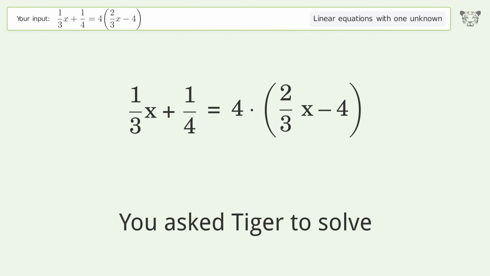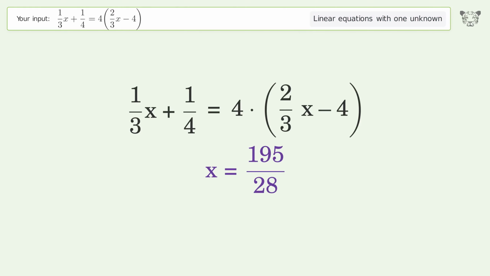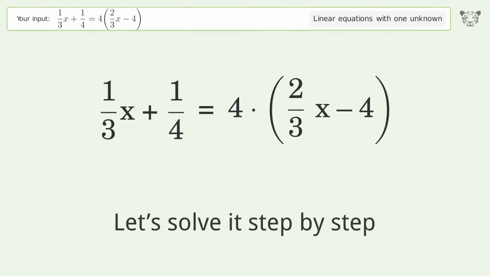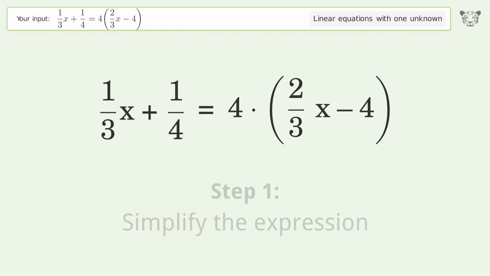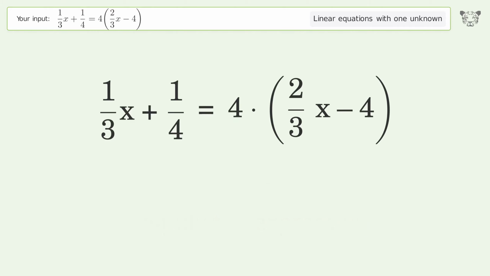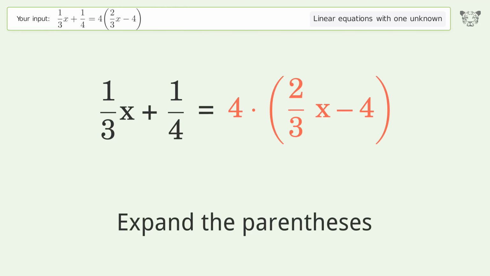You ask Tiger to solve. This deals with linear equations with one unknown. The final result is x equals 195/28. Let's solve it step by step. Simplify the expression. Expand the parentheses.